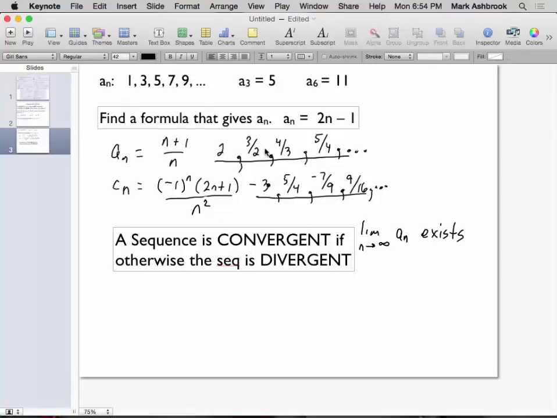So these two are both convergent. This one's convergent to 1. This one's convergent to 0, but this one is divergent. Another type of divergent sequence is like this.